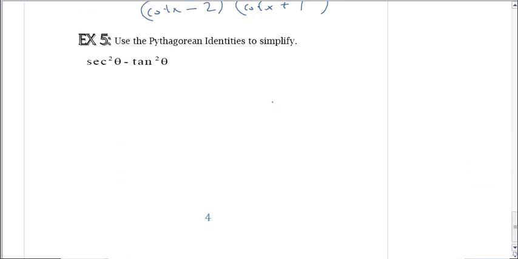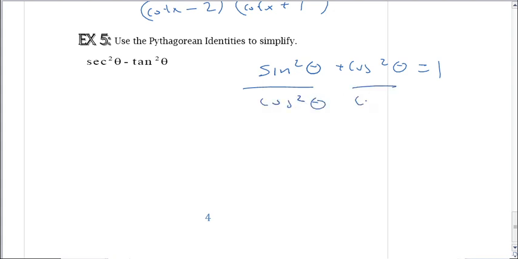Alright, this looks like our final example here. Use the Pythagorean identity to simplify. Okay, so here I've got secant theta and I've got minus tangent squared theta. So I want to put it all in terms of one trig function. Remember that I can just say sine squared theta plus cosine squared theta is equal to 1, and then I can divide to try to create tangent or secant squared theta. Now if I divide everything by cosine squared theta, I get secant squared theta. So this would make tangent squared theta plus 1 is equal to secant squared theta.